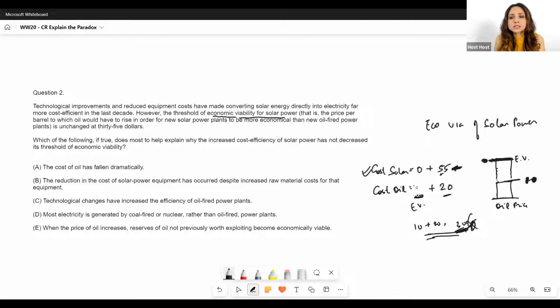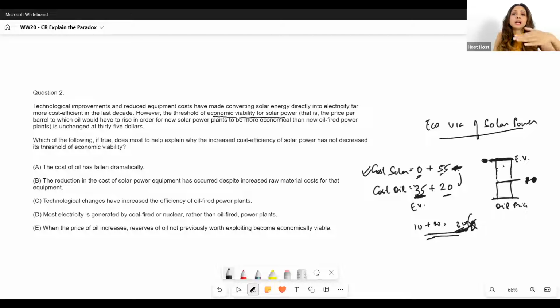So this is a calculated value, which is not the current price of oil, right? I say this is 35. How do I get this? I say this is 55 minus the 20. The cost of the tech of solar minus the cost of the tech of oil, because here the raw material cost is zero. So this difference is the economic viability of solar. This is that point of economic viability of solar power.